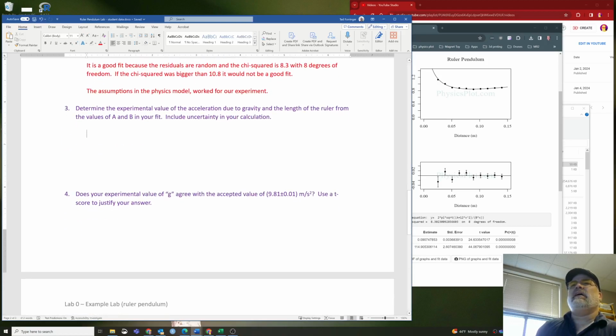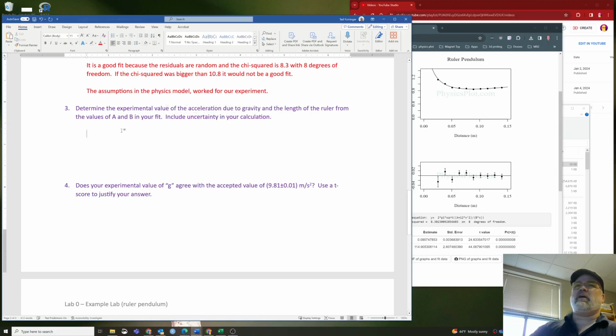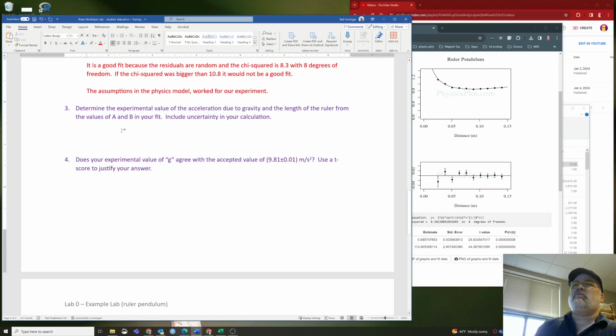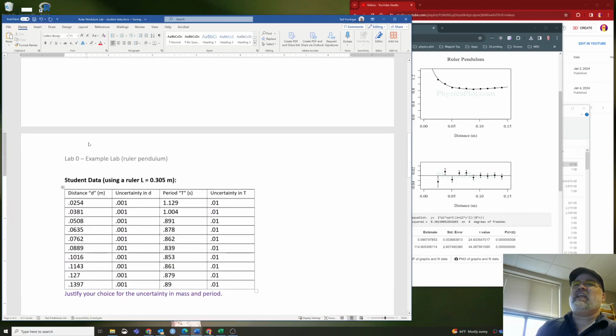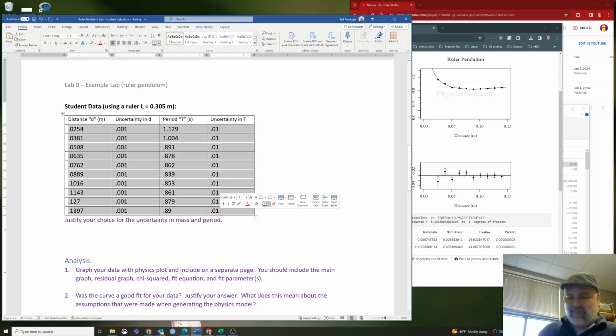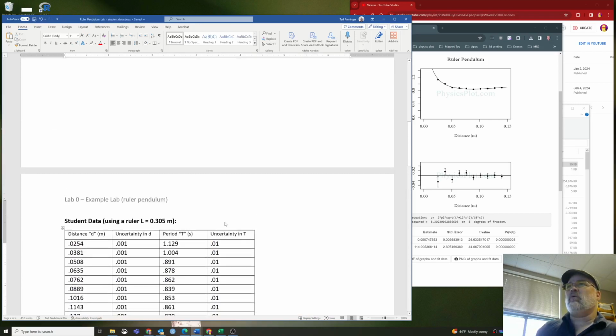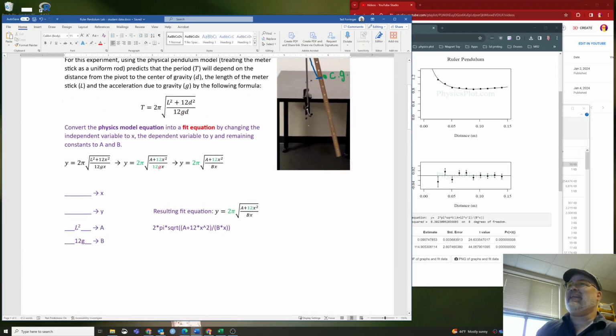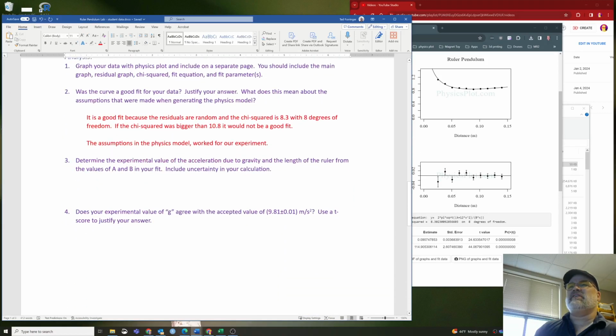Okay, next, determine the experimental value of the acceleration due to gravity from the values of A and B in your fit. Okay, this is critical. This is where everybody likes to make mistakes. First thing first, we are not going to plug in any of these numbers into anything. Period. End of story. We are also not plugging anything into this equation. Period. End of story.